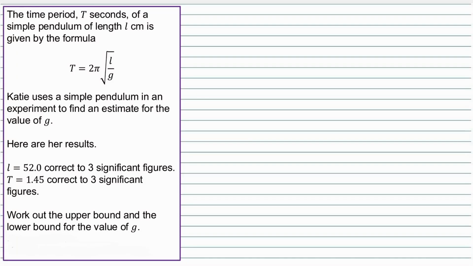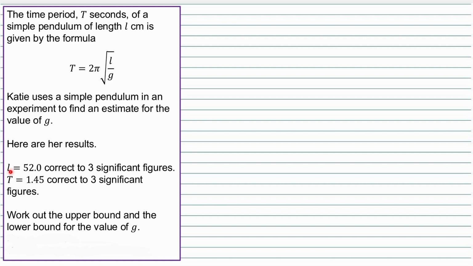Hi everybody. So here we've got a grade 9 GCSE question on calculating with the limits of accuracy. We're told that the time period T seconds of a simple pendulum of length L is given by this formula. And Katie uses a simple pendulum in an experiment to estimate the value of g, this g here.